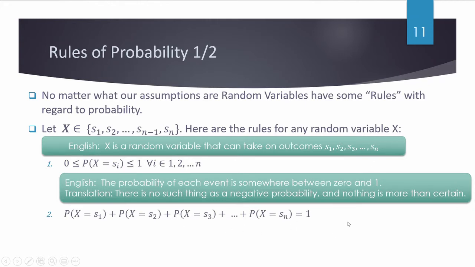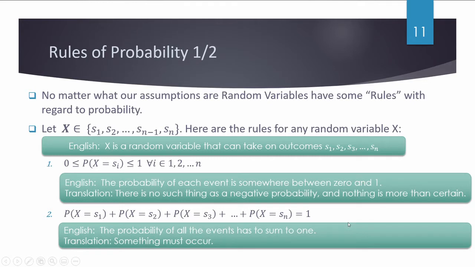Our second rule for probability says if I add up the probability of all of the events in my sample space, it has to sum to 1. Now this is actually a slightly simplified version of this rule, but for what we're going to be dealing with in this class, it's sufficient to say that when we're adding the probability of all the possible events, it's going to have to sum to 1.